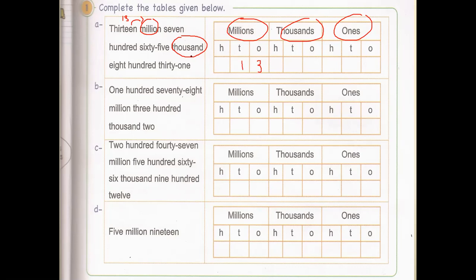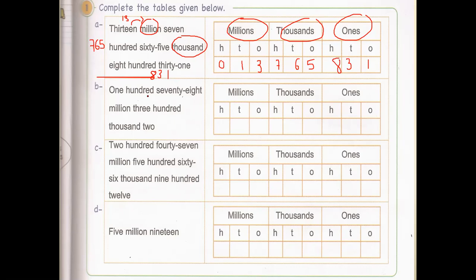Now I will fill the thousand family. 765. How do we write it in digits? 765. We will fill it where? In the thousand family. Now we are in the thousand family. Starting from the ones, 5, 6, and 7. Now we have finished the millions and thousand family. Now we'll go to the ones family. We will fill 831. How do we write it in digits? 8, 3, 1. Fill it here starting from the ones. 1, 3, 8. Okay? The empty space, fill it with 0.